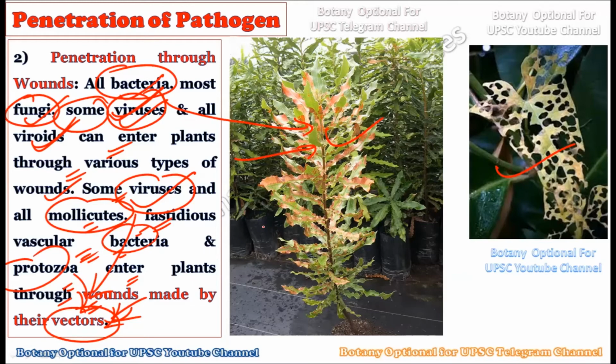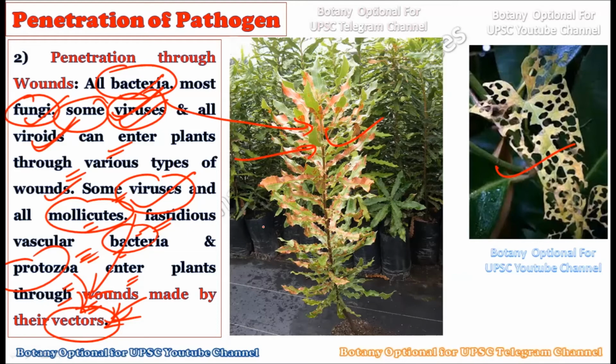So you should be able to compare between the two methods, that is, direct penetration and penetration through the wounds. When we talk about wounds or injury, this injury can be created due to mechanical force like air, rain, temperature, sunlight. Or it can be created by any grazing animal as well. So there are many reasons why an injury is created within the plant body. This injury can also be created by the vector. So vectors can create the injury, abiotic factors can create the injury, or there are many biotic factors such as grazing animals that can also create the injury.